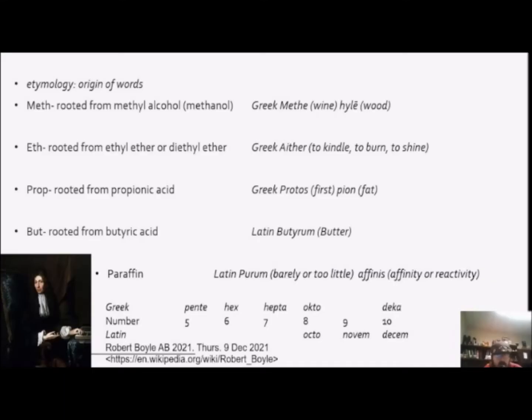Now, we're going to spend a little bit of time on etymology, which is the origin of words, especially chemical etymology. We'll see that a lot of these compounds have the same suffix, ane, which refers to the family of alkanes, but they all have a slightly different root. And the first four are all rooted in their natural origins.